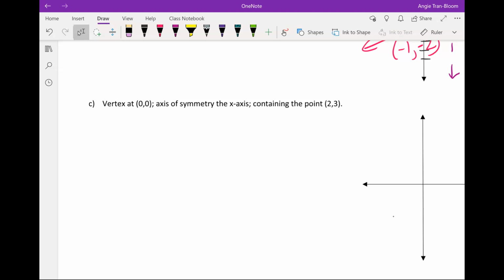They gave you a vertex at 0, 0. We love that because we love the origin. It says your axis of symmetry is the x-axis. Guys, is this point your focus? Is this point your latus rectum? You do not know that, right? You cannot assume it's your latus rectum. So what do you need to find? A, you gotta find your A.